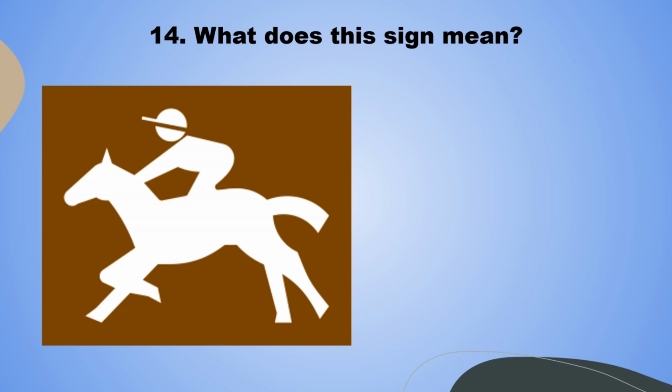And let's see. This sign means race course. Again, you can see the horse and the horse rider, and you can see that the horse is feeding. So this is the sign for a race course.